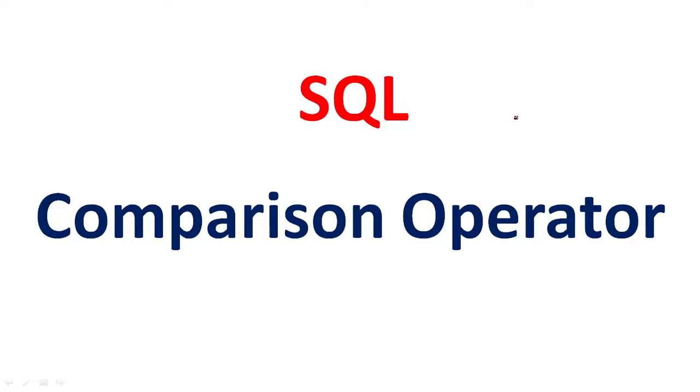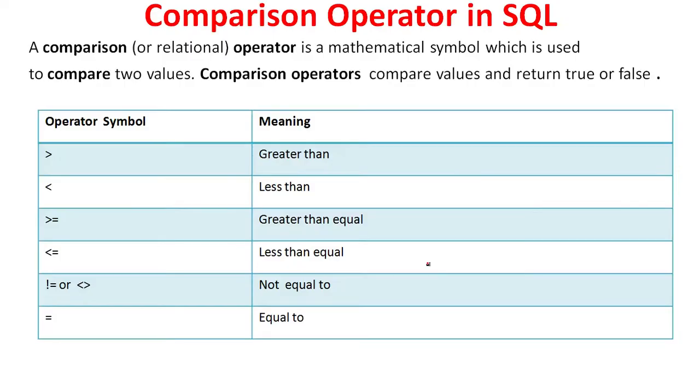Today in this video session we will talk about comparison operators in SQL. A comparison operator is a mathematical symbol which is used to compare two values. Comparison operators compare the values and return the result as true or false. Basically, a comparison operator is used to do the comparison between values.